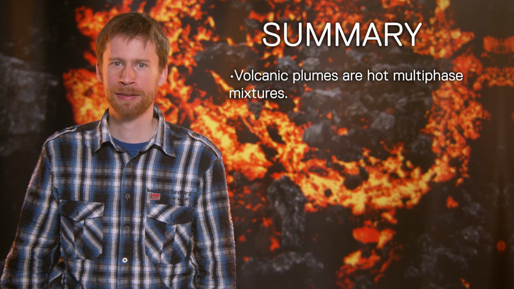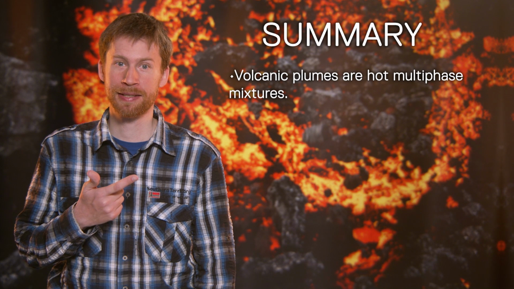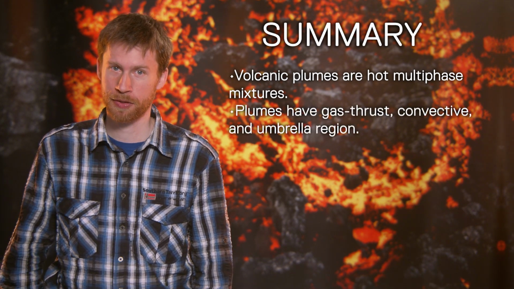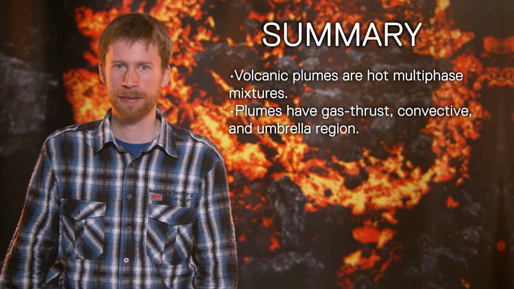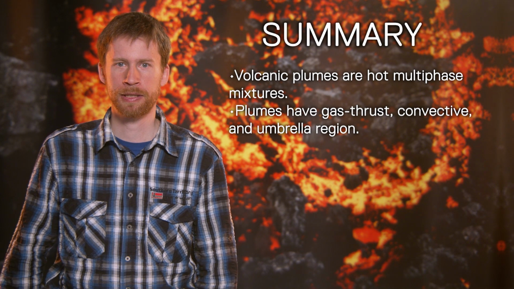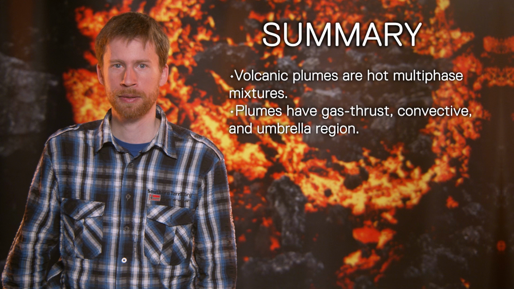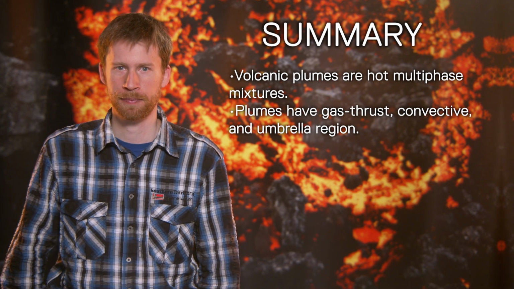Let's summarize. Volcanic plumes are turbulent multiphase mixtures composed of tephra, magmatic and atmospheric gases, and water. A plume is characterized by 3 zones: the gas thrust region, where the plume is fed by momentum-driven jets, the convective region, where the only lifting mechanism is convective buoyancy, and the umbrella region, where the ash spreads laterally in an atmospheric layer of equal density.